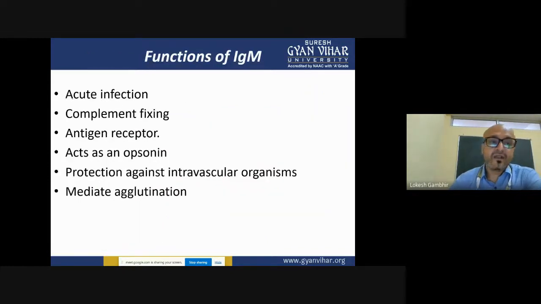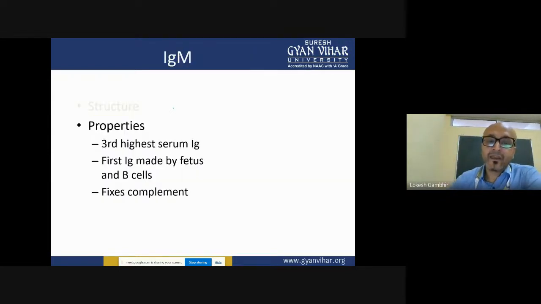What are the functions? It has a very acute function. It will go and neutralize the antigen. It will not have a very high half-life. It will act as an antigen receptor. It will help in precipitation and agglutination, as we have discussed. It is the first effector immunoglobulin released from the B cell in response to the antigen. In serum concentration, it's the third highest, and it's the first immunoglobulin prepared by the fetus and the B cells.